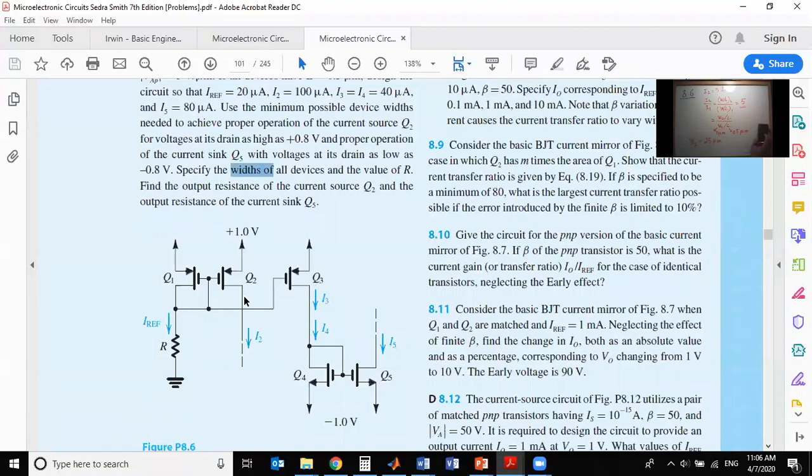Okay. Now we can do the same thing. I have a little question. Sure. So can we use 2 IREF equals 1 over 2 Kp W over L multiplied by 0.2 squared?